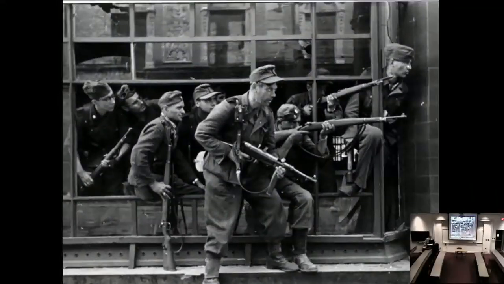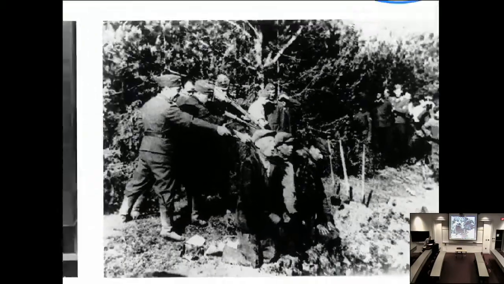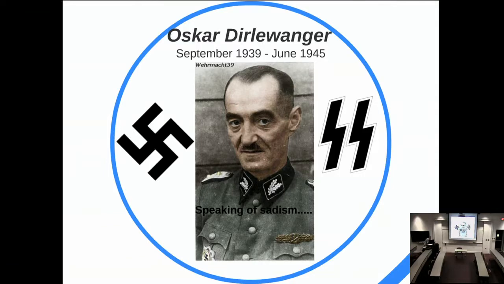And so this is a picture of what is called the Dirlewanger Brigade, and the brigade was made up of mostly criminals. And so his brigade was sometimes referred to as a penal brigade. And this is a picture of some of his brigade about to kill some poor people. So he was, to put it mildly, a lunatic, referred to by many of his peers as both a sadist, someone who enjoyed the pain of others, as well as a necrophiliac. Lots and lots of crimes.